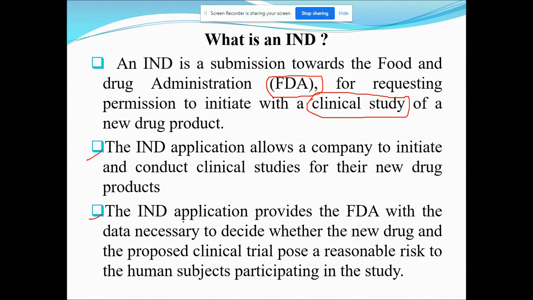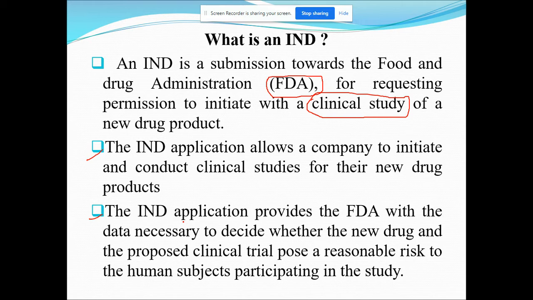And whatever information we are going to submit toward the FDA in the form of this IND application, that particular information will help the FDA decide whether to give permission for the clinical studies or not. This information will represent the data showing that the human volunteers or human subjects you are using for your clinical trial are at a reasonable risk.